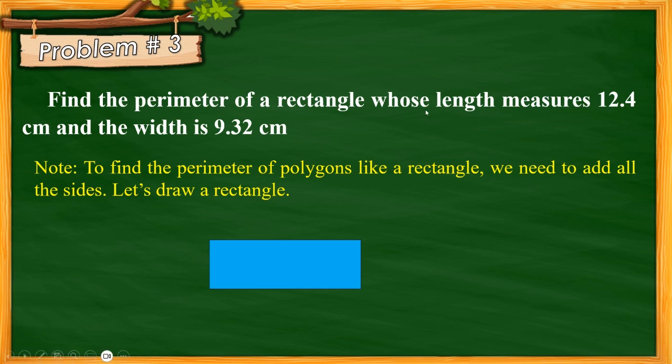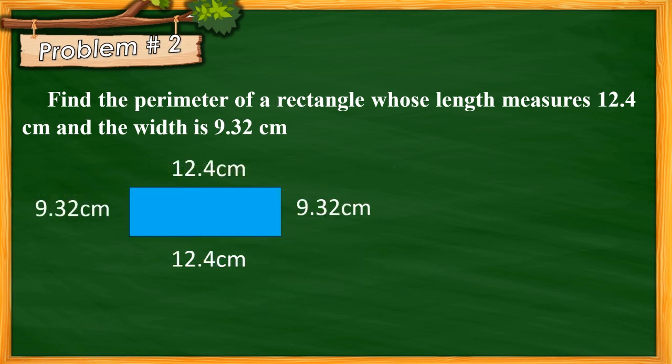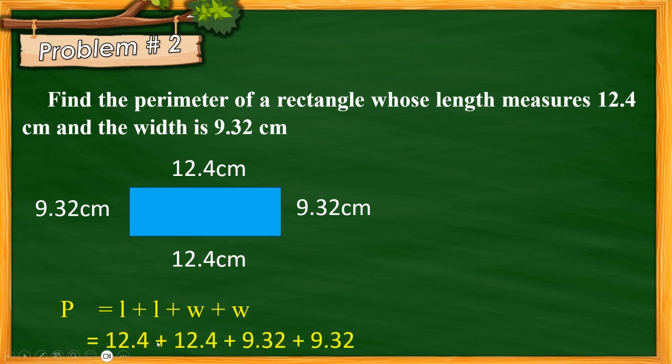And then the length of the rectangle is equivalent to 12 4/10 cm. So this would be both sides of the rectangle. And then we have the width of 9 3/200 cm. This would also be both sides of the width of the rectangle. So we have now all sides of the rectangle. By observing the formula to find the perimeter of the rectangle, we have two length plus two width, or length plus length plus width plus width. So by substituting the values, we have 12 4/10 plus 12 4/10 plus 9 3/200 plus 9 3/200.